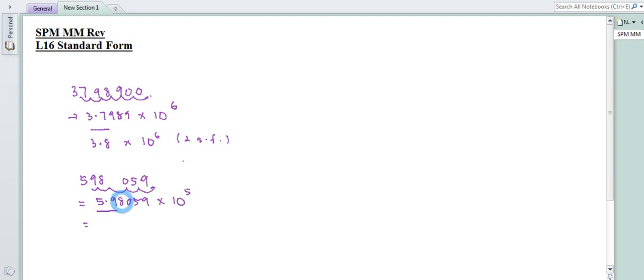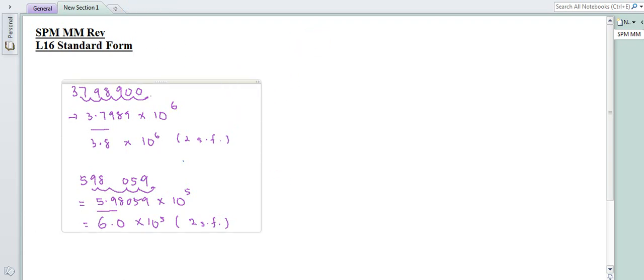So this is 8. I need to add 1 here. But this is 9. When I add 1 here, it becomes 10. I need to add 1 here. 6.0. Be careful, not only 6, because we need two significant figures. 1, 2. The rest, we cannot write the 0 here. So the answer will be 6.0 times 10 to the power of 5. So we already rounded off these answers to two significant figures.